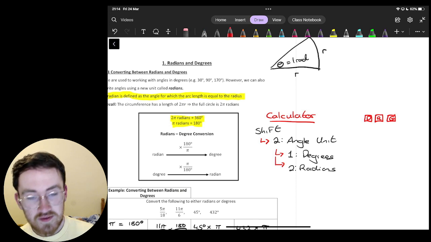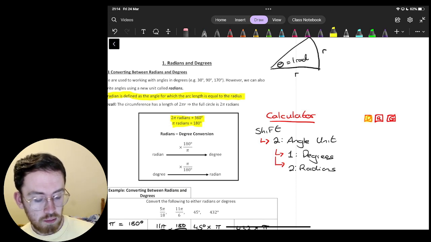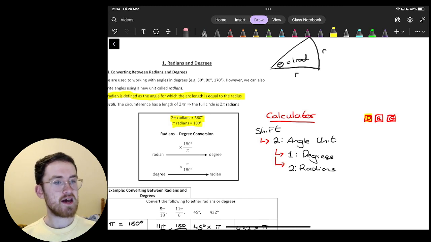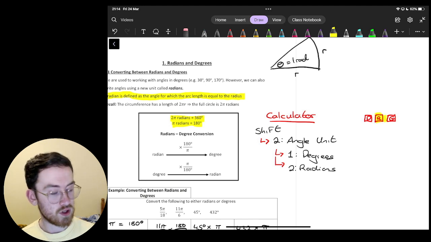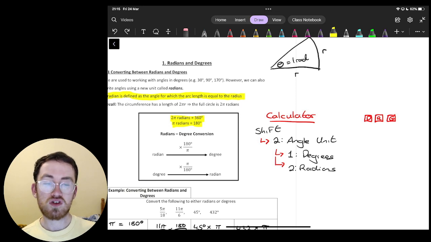And you can only see one of them lit up at a time, and that will be whichever mode your calculator is set in. So if your calculator is set in degrees, then the D will be lit up, and if it's set in radians, then it'll be the R. Now the G stands for gradians, and we're not going to use those. So just degrees and radians.